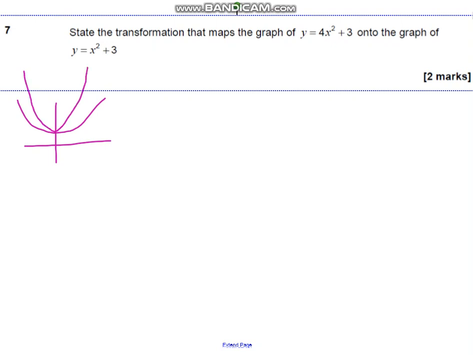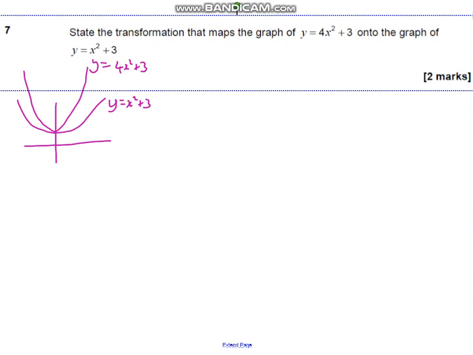So that would be y is equal to x squared plus 3, and this one would be y is equal to 4x squared plus 3. Okay, now you might think about a stretch parallel to the y-axis, but a stretch parallel to the y-axis would take every point to be further away from the x-axis, so it would stretch it further, and that'd be a problem because this point is on both curves. So that means it must be a stretch that is parallel to the x-axis.